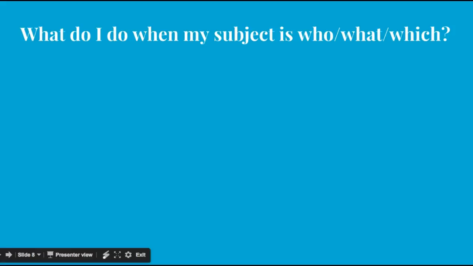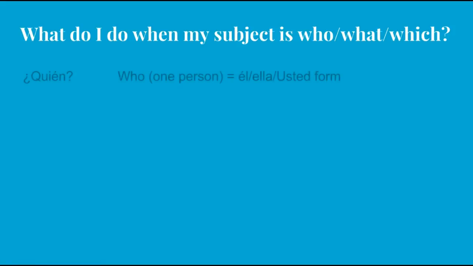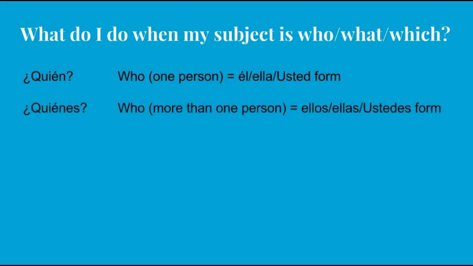Okay, the next question, what do I do when my subject is who, what, or which? This can be a little bit tricky, so make sure you include this part in your notes. If your subject is quién, which means who, and it's only one person, you use the él, ella, or usted form. If your subject is quiénes, which would be the who when you're talking about more than one person, you would use the ellos, ellas, ustedes form.